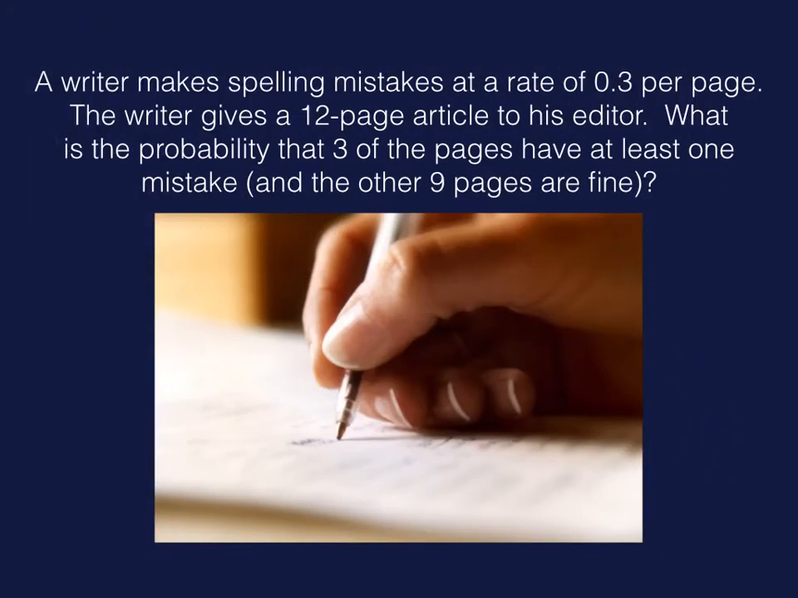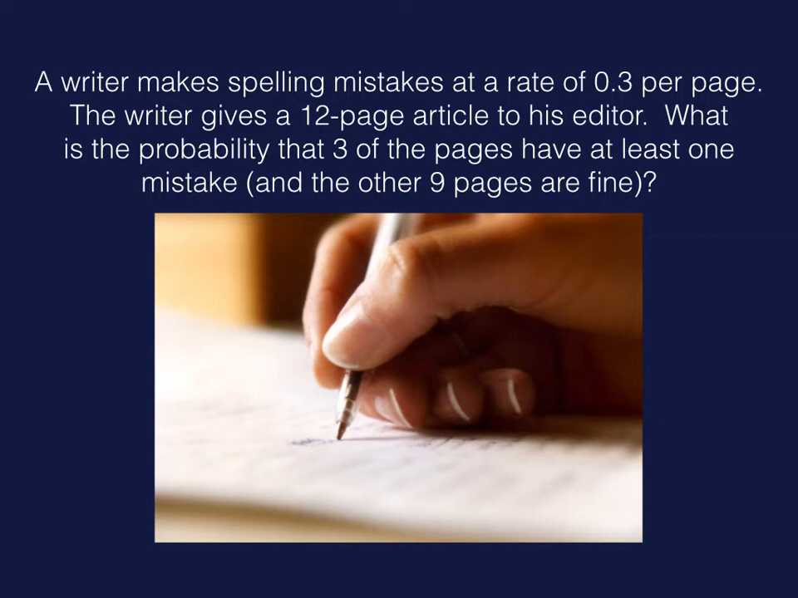Okay, let's try another example. So this is also an example where the rate is not about time, but it's per page. A writer makes a certain number of mistakes per page. But that's fine. We have a total of 12 pages, so we know what's going on.